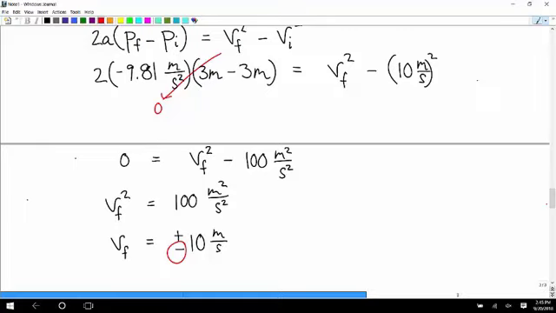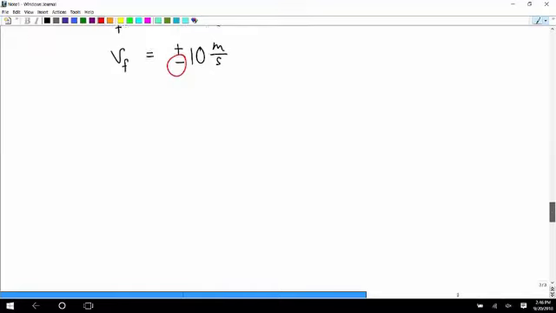Okay, so now part C, we want to figure out the velocity the instant before it hits the ground. Do you think it's going to be negative because it's still going to be going down? And is it going to be faster or slower than 10 meters per second? A little faster, because it's still going to fall 3 more meters, being accelerated downwards by gravity. So let's calculate that one.